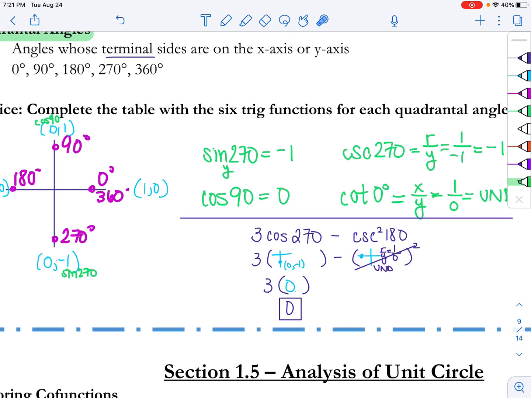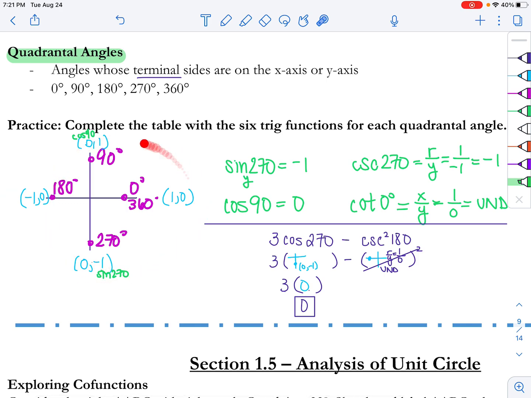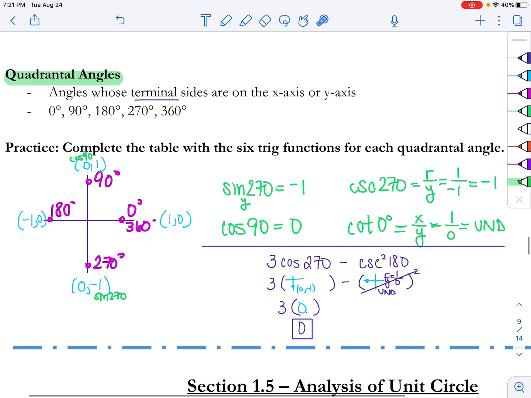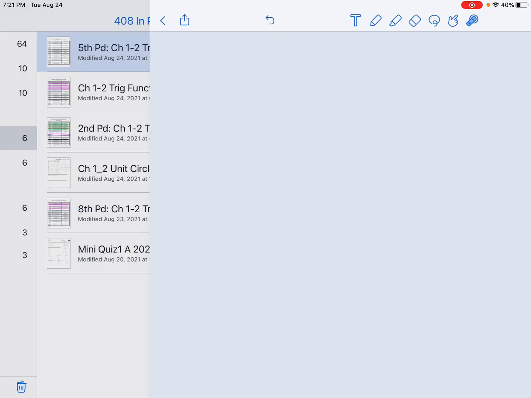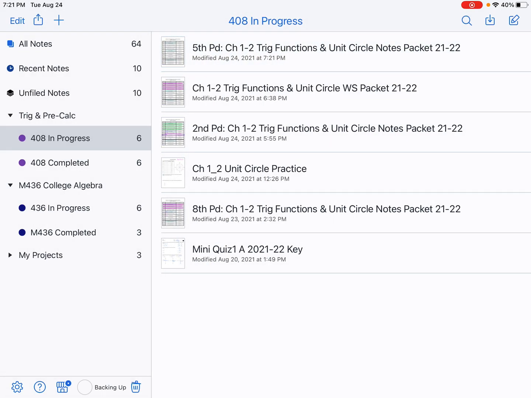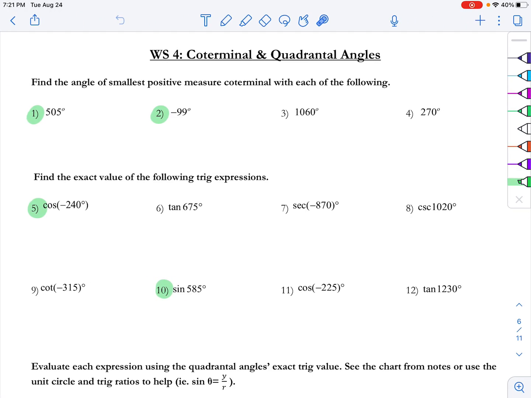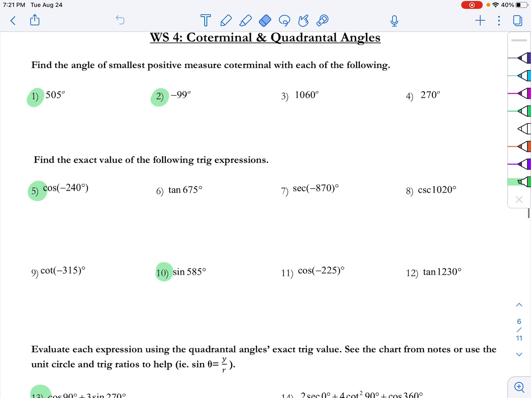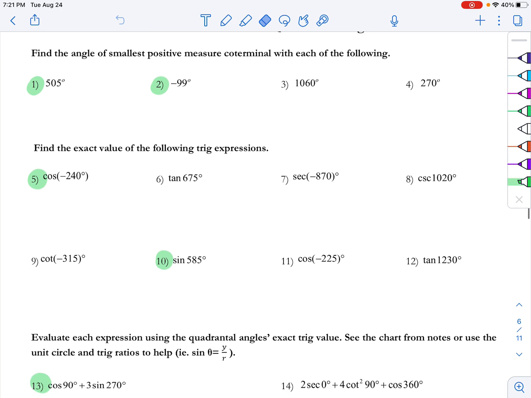Okay, so we can take our experience with quadrantal angles and apply it with our reciprocal functions, but also we can use it with evaluating some expressions. Okay, so before I let you go ahead and take out your worksheet packet, I want to do just a couple questions on worksheet 4, just to make sure we're all on the same page before you get working on it. So pause the video if you need to, but I'm just going to go right on ahead.